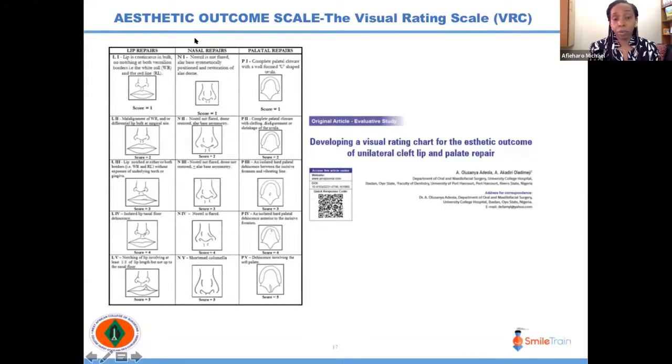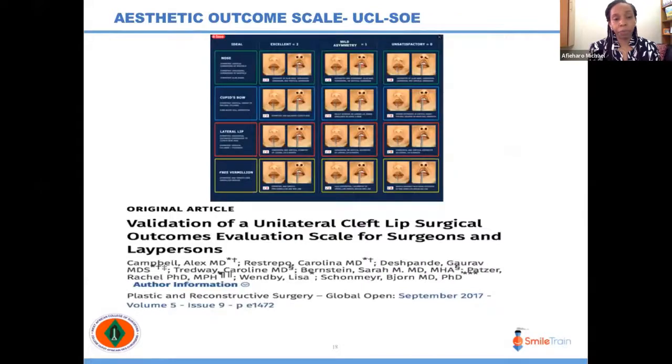Perhaps they require some form of funding, but it still needs to be validated for us to decide whether it will be useful as a standard in our setting. They, however, did agree that it's two-dimensional and will need to be improved upon to a three-dimensional scale for it to be acceptable as a standard for aesthetic outcome of the nasolabial area in children who have had a repaired cleft lip. The unilateral cleft lip surgical outcomes evaluation scale is somewhat like the VRC, in terms of focusing the assessor on specific areas of the lip, like the Cupid's bow, the lateral lip, and the free vermilion. All these are also scored from 1 to 3 on an ordinal scale, but they have provided three-dimensional views which the assessors will use to determine the outcome of the repair.